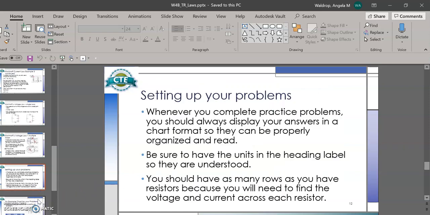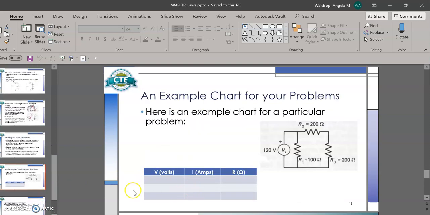Now, when we're setting up our circuit problems, we need to make sure that we're going to have a chart because we're going to find voltage, current, and resistance for every resistor that's in our problem. So we want to make sure that we set up a chart and have that handy. And in the chart, I always like to list it the same way that it's listed in Ohm's law, V = IR. And then we go ahead and put our units up at the top. That way we don't have to carry them through the entire chart. That helps to organize it. It makes it nice and neat and easy to follow.